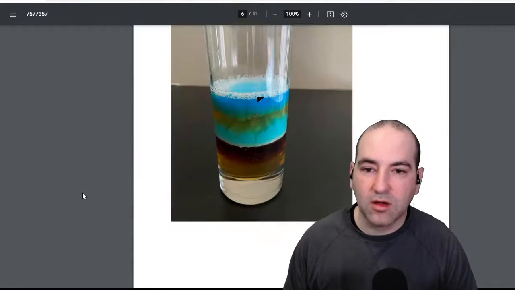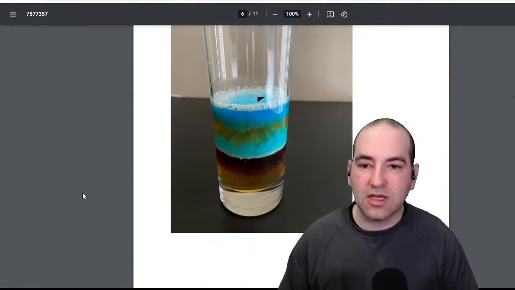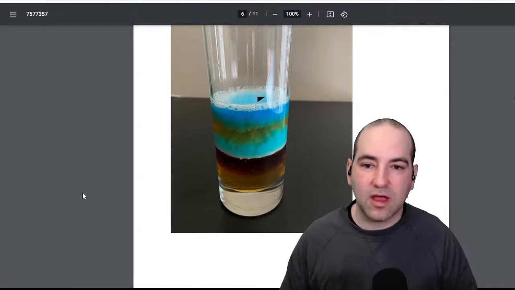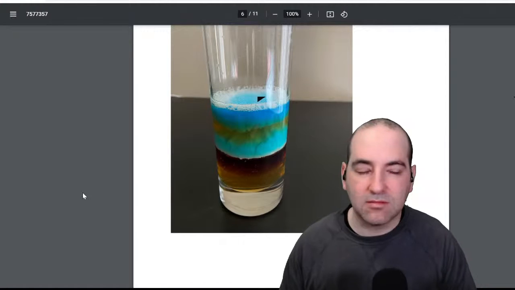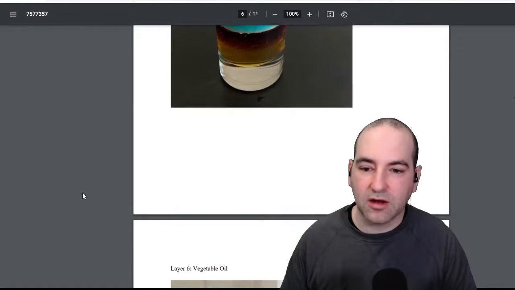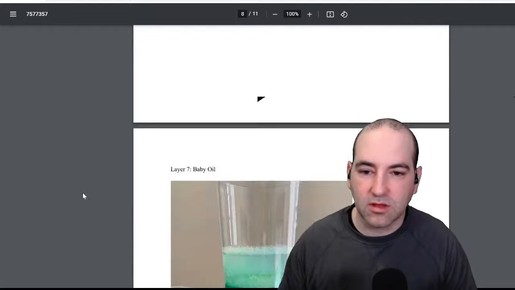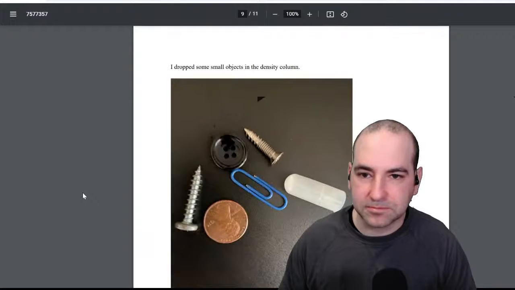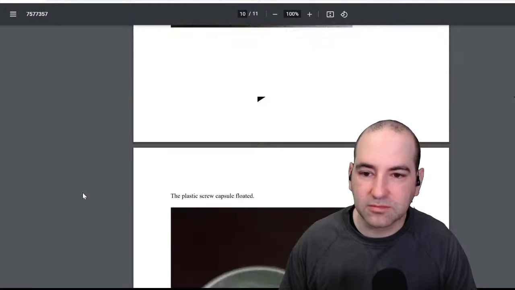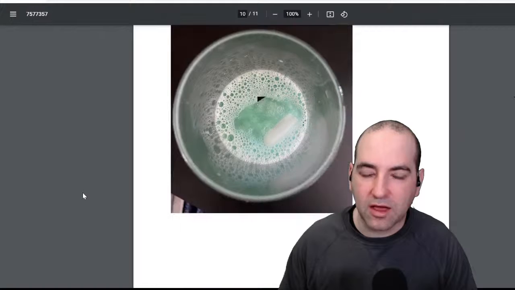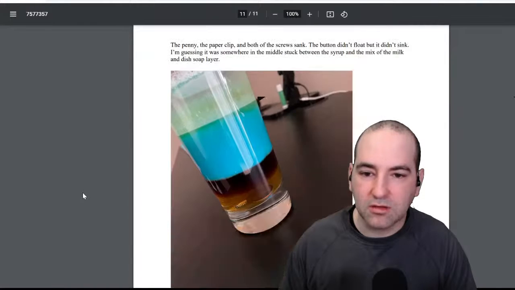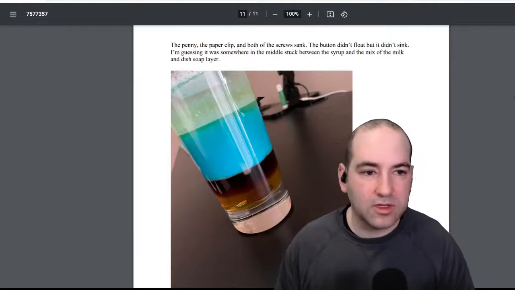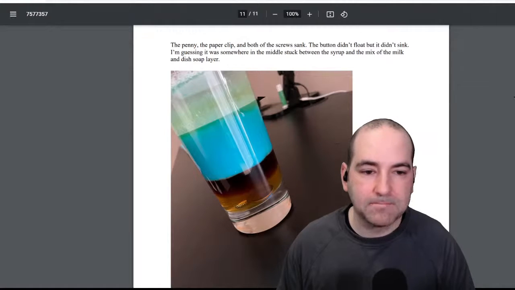So here's some water. A blue dye was added so that you could see, and now you're seeing some interesting stuff happening because it's mixing in a way that is maybe not making the densities entirely clear. And the vegetable oil on top, baby oil on top of that, and then some objects, looking at where they float or end up in other parts of the column. All right, so that was a density column experiment.